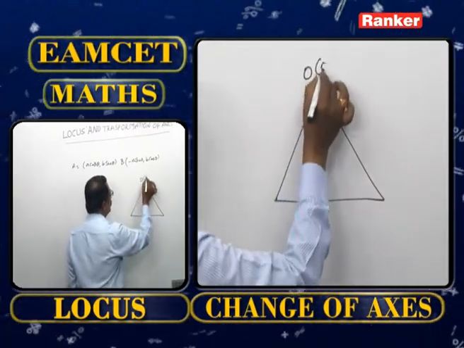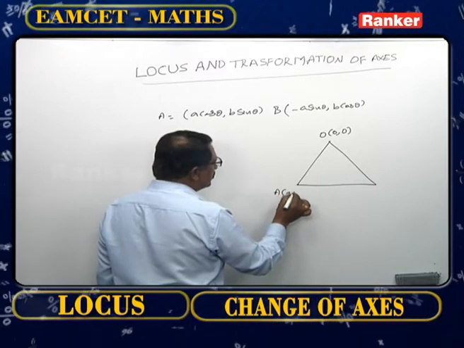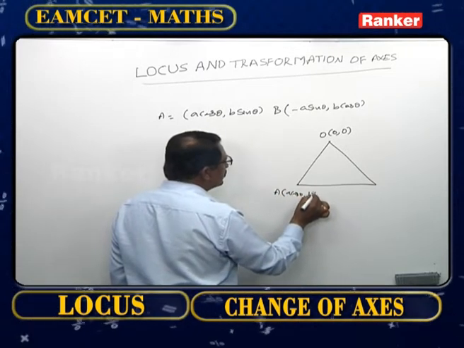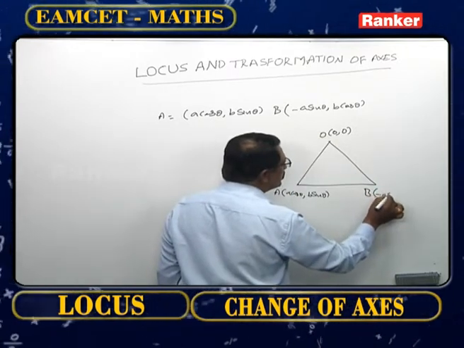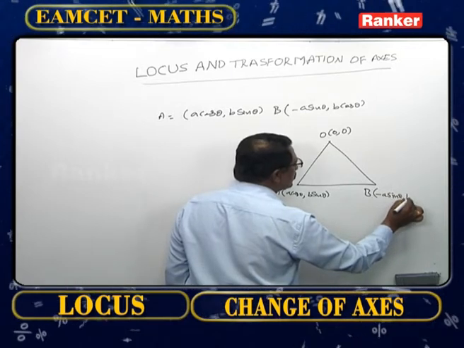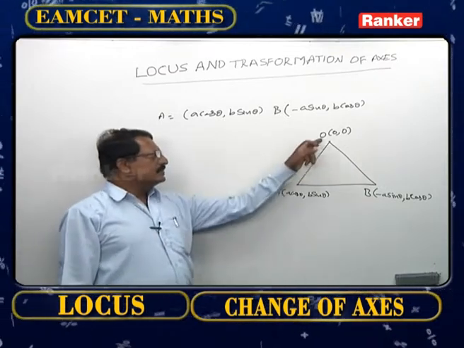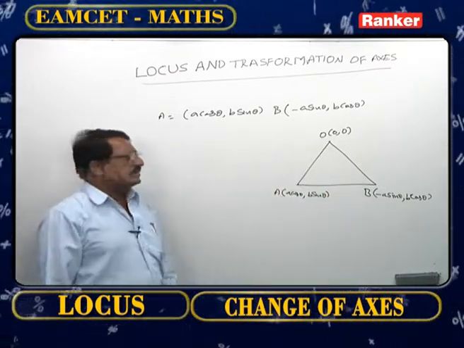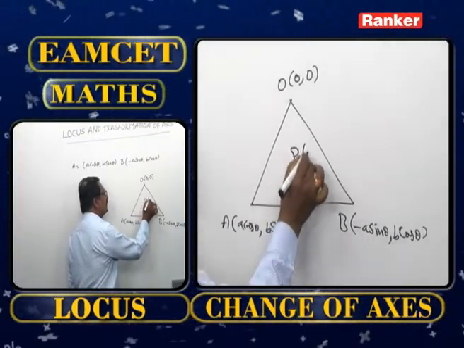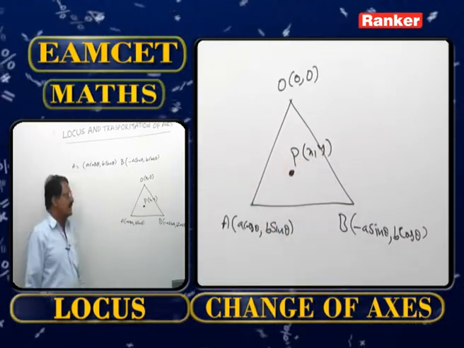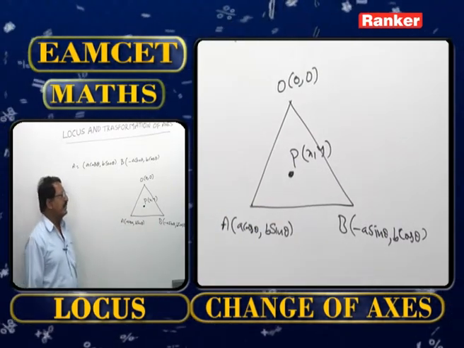Now, O is the origin (0, 0). A has coordinates (a cos theta, b sin theta). The coordinates of the point B are (minus a sin theta, b cos theta). Now, the vertices of triangle OAB are given. We require the locus of the centroid of the triangle. Suppose P(x, y) is the centroid of the triangle OAB.